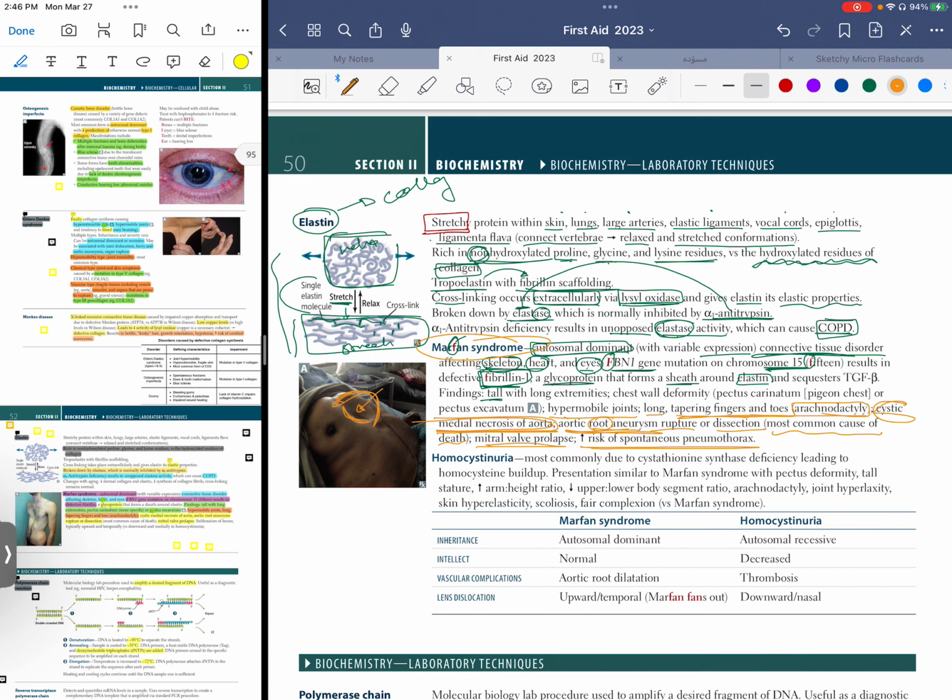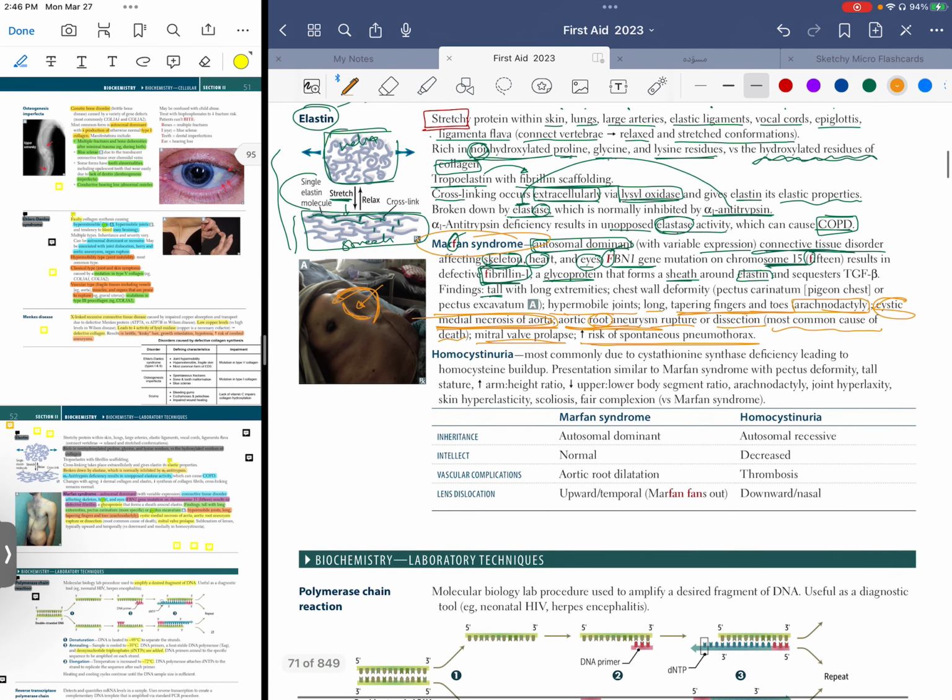Well, let's see if we do have any other notes. Yeah, we're gonna do have some other notes. We also have some other problem.